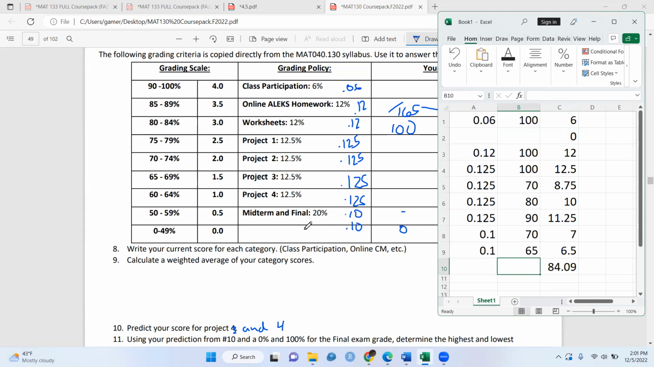Is that helpful? Nice. Yeah. Excel is the much simpler way to put it together.